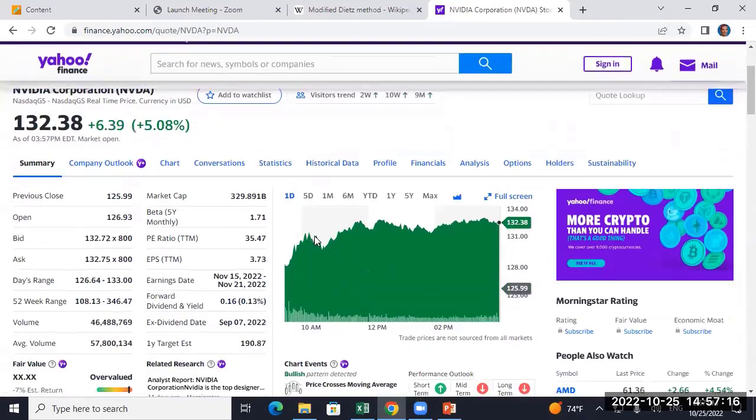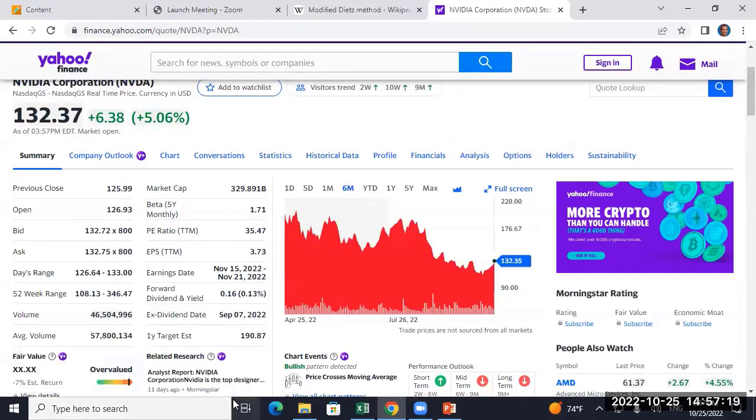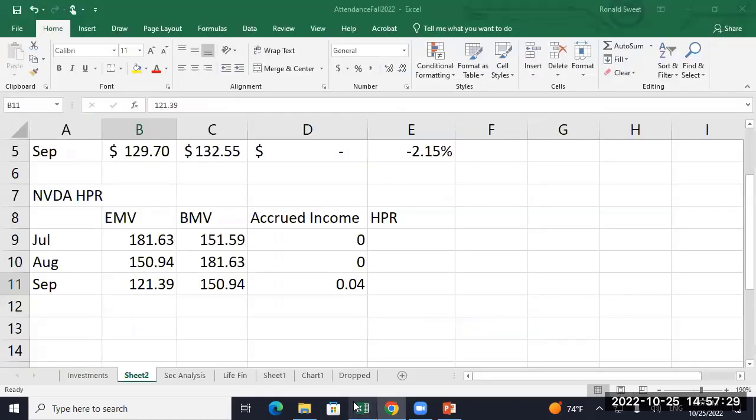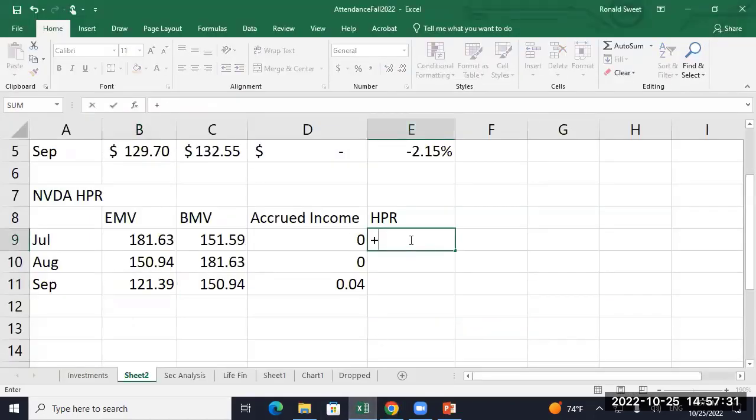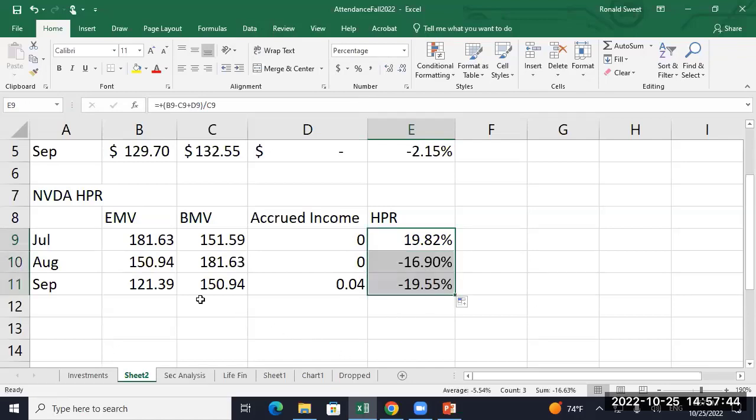This is a very volatile stock. So we saw July, we saw August, we saw September's. So that's what you're seeing. Doesn't look too good. All right. So again, we take the ending market value minus beginning market value plus income, divided by beginning market value. Wonderful return. They started out at $151, ended up at 121, made 19%, lost 17, lost 19.